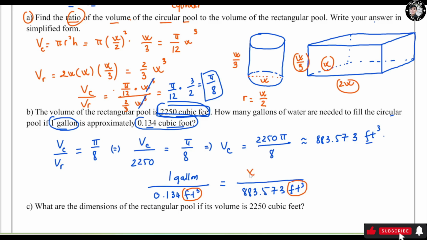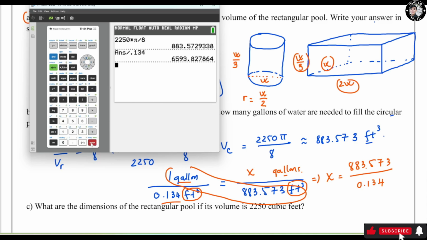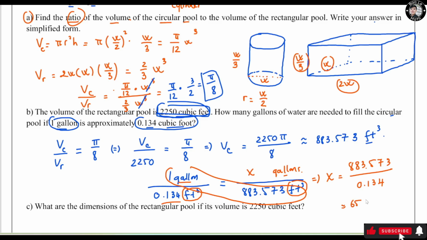Now this one should be S gallons, right? Because you have gallon on the top, this guy should be on the top. So we just cross multiply, so we have S equals this guy times this guy divided by this guy. It's going to be 6593.8, so it's going to be approximately 6594 gallons.